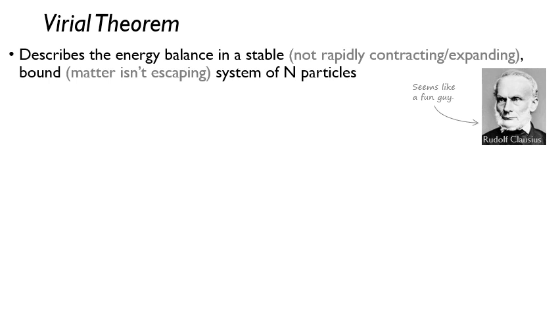So we're talking about something like a star that's not rapidly contracting or expanding, and we'll cover what rapid means in a little bit, or in the next lecture really, and it's also kind of covered in the dynamical time quick notes. And bound just means it's not exploding, right? Things aren't escaping. So we can describe this energy balance with the virial theorem.